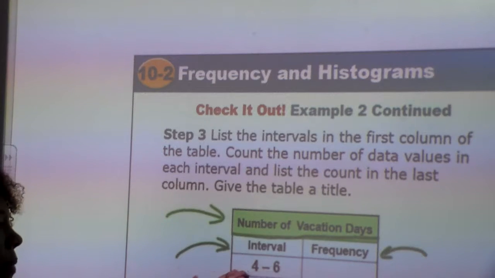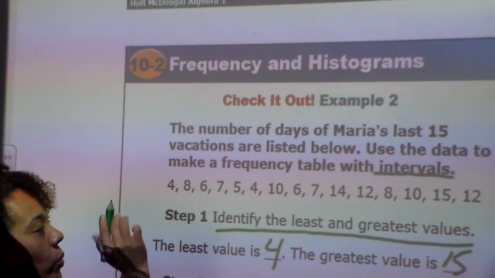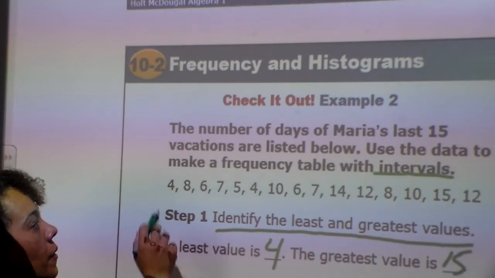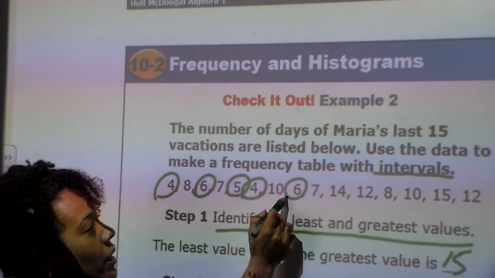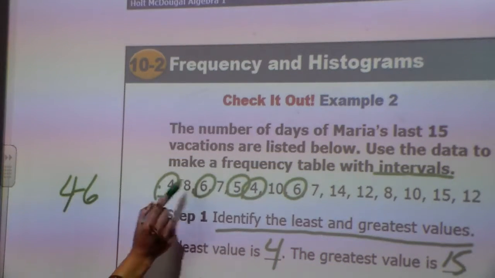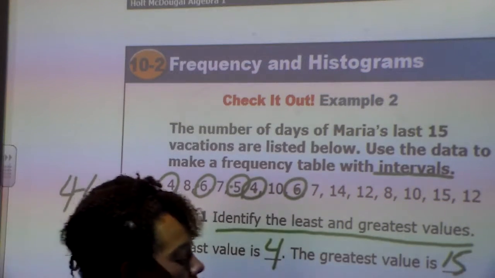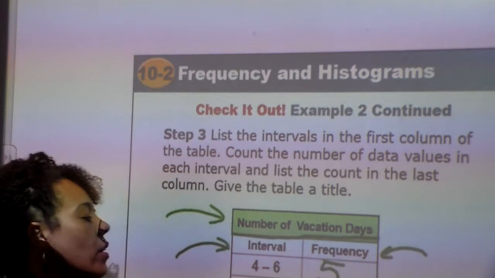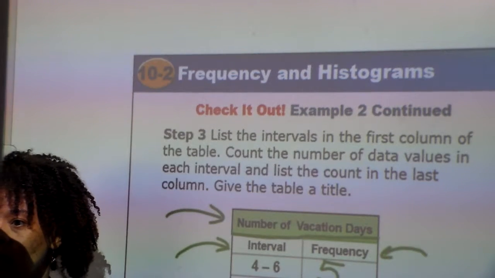So now help me out. How many times did Maria have a vacation that lasted between 4 to 6 days? Well, I have a 4, 6, 5, 4, 6, and that's all that falls between the 4 to 6 range. 1, 2, 3, 4, 5 different times. So my frequency here would be 5. 5 times Maria went on vacation that lasted from 4 to 6 days.